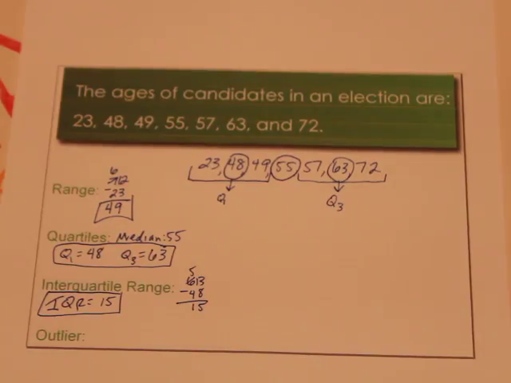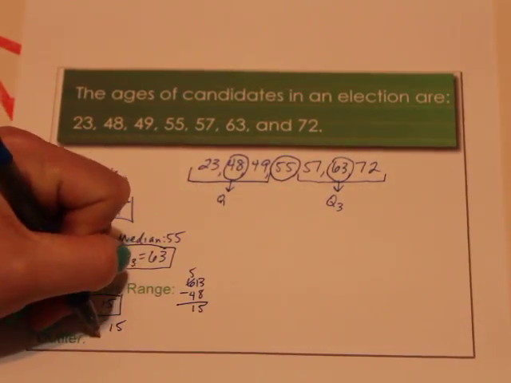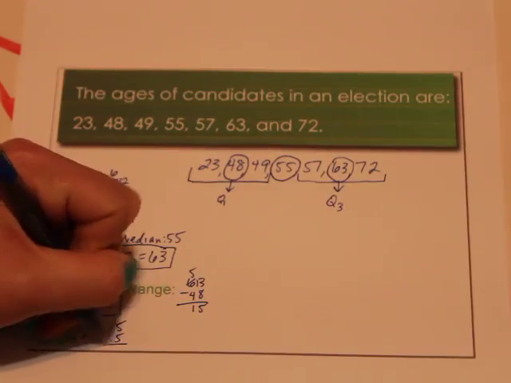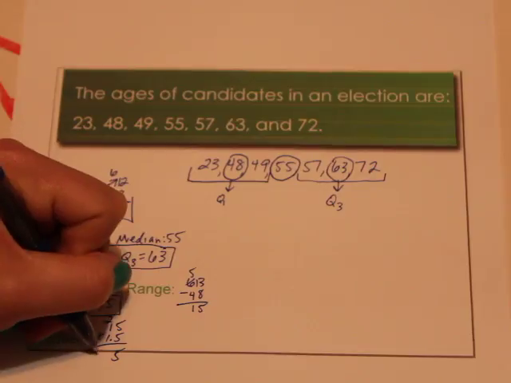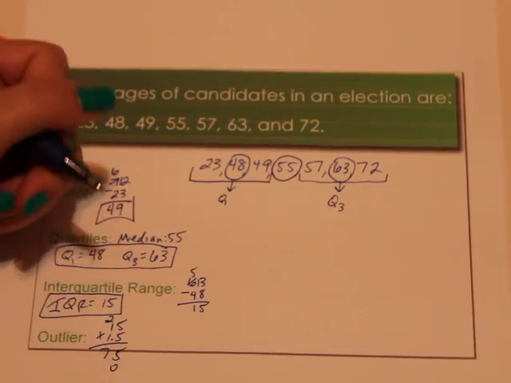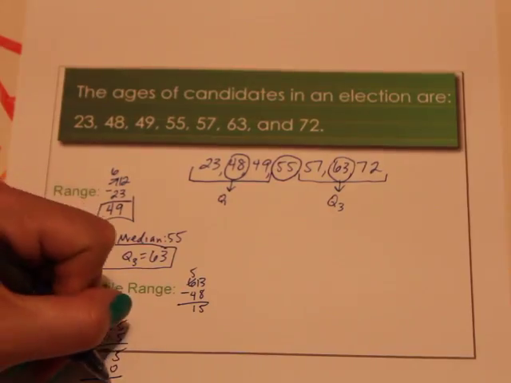Remember, to find out if there are any outliers, you're going to take your IQR and multiply it by 1.5. So 15 times 1.5. 5 times 5, that's 25. 5 times 1 is 5, plus 2 is 7. Put your 0. 1 times 5 is 5. 1 times 1 is 1.